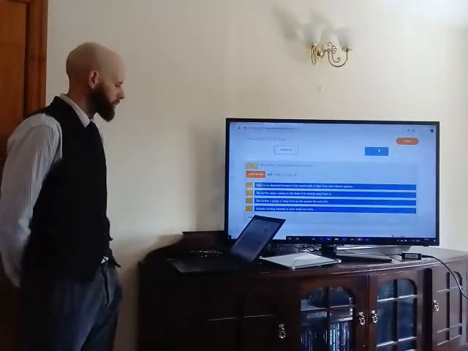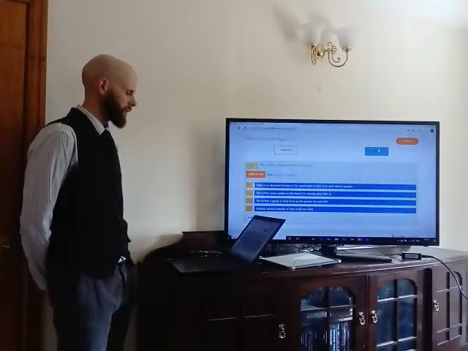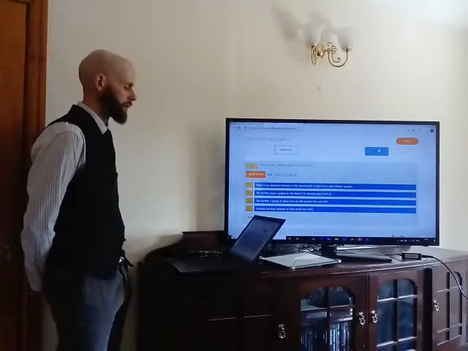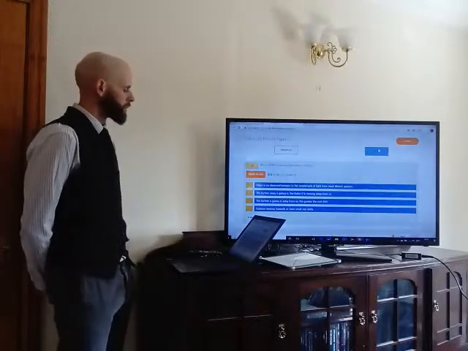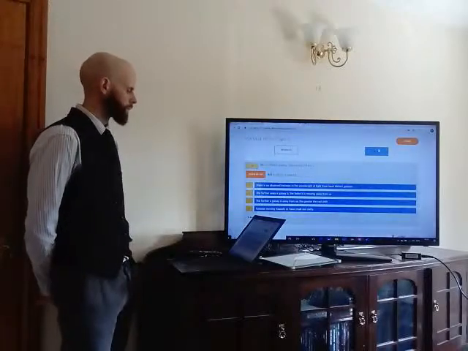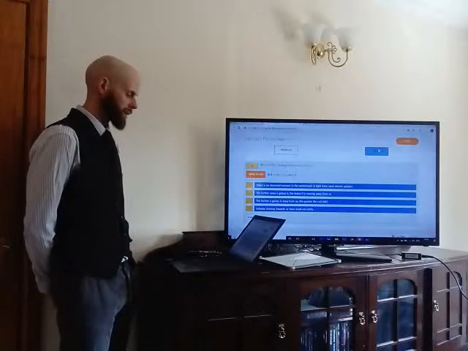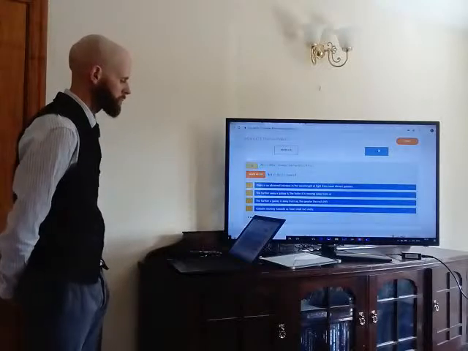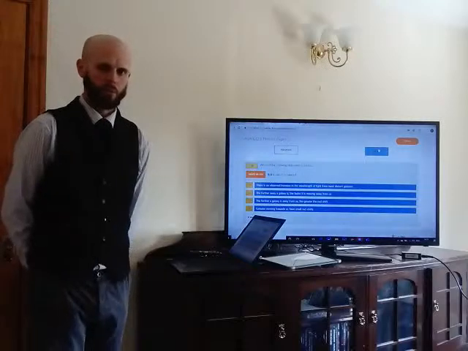Which of the following statements is not true? A, there is an observed increase in the wavelength of light from most distant galaxies. B, the further away a galaxy is, the faster it is moving away from us. C, the further a galaxy is away from us, the greater the redshift. Or D, galaxies moving towards us have small redshifts. Which of those statements is not true?